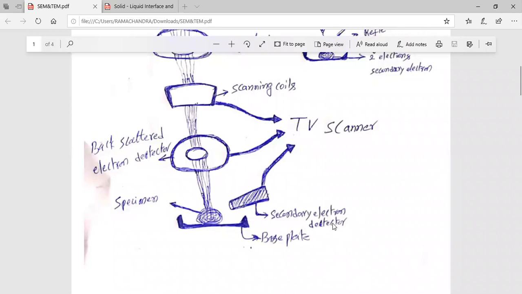So by using these three detectors, we determine the image of the specimen, whatever it may be, such as the nanoparticles we synthesized. So this is the base plate. Here we put the specimen, that is known as a nanoparticle.